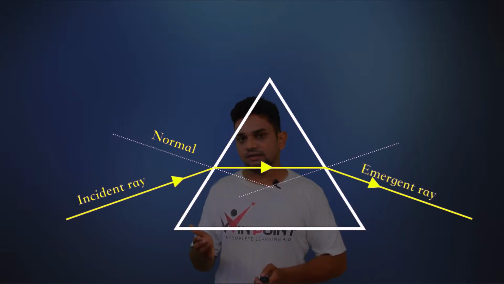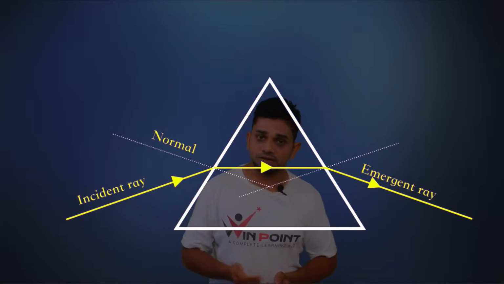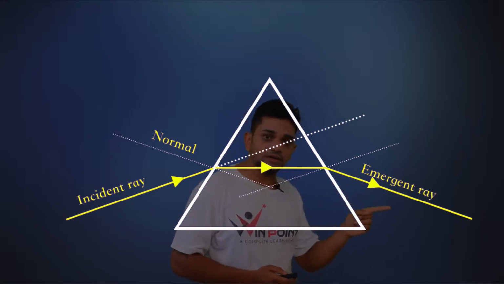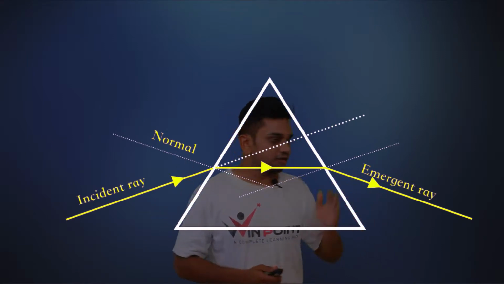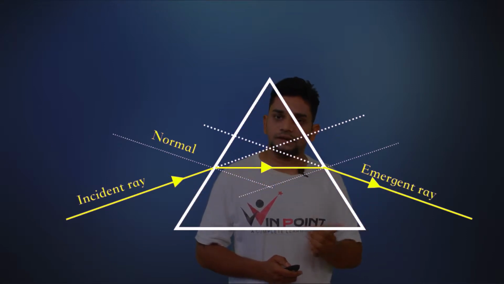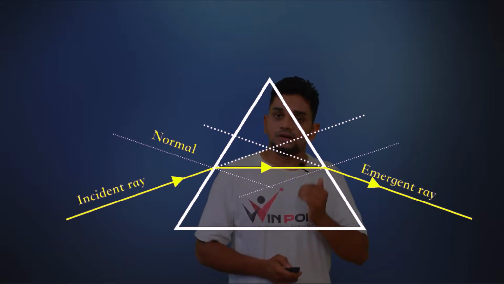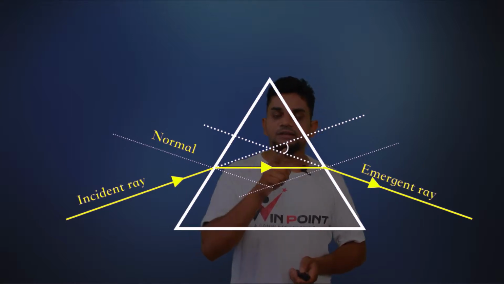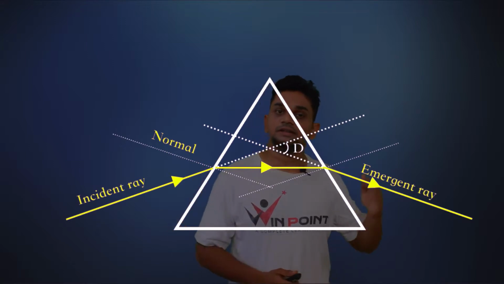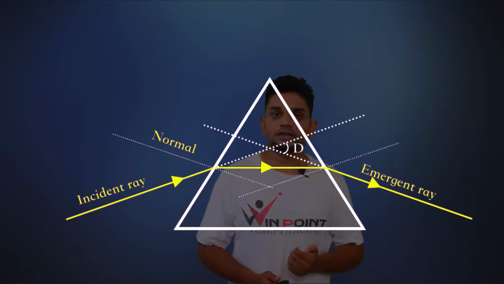When we extend the incident ray and the emergent ray, we will get an angle here. This angle is known as angle of deviation, which is represented by the letter D. So what is angle of deviation? It is the angle between incident ray and emergent ray. The angle between incident ray and emergent ray is known as angle of deviation.